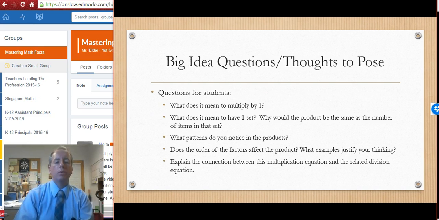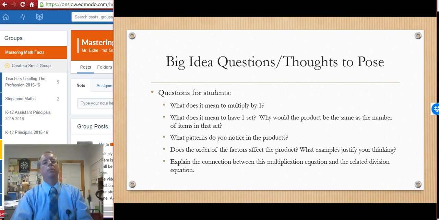So just some questions that come from our text. These might, again, be good things to have posted around the room, to revisit maybe at the end of a fact review time, and just to have around for general discussion. So just the simple ideas of what does it mean to multiply by 1? What does it mean to have one set? Why is that product always the same? What patterns are we seeing?